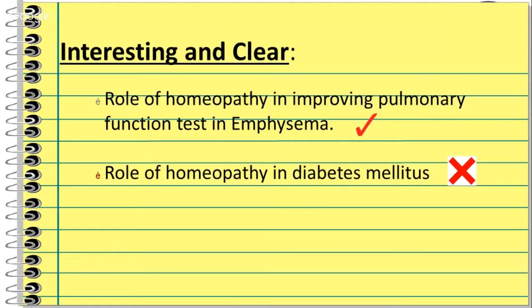It should be interesting and clear. For example, if I say the role of homeopathy in improving pulmonary function test in emphysema, yes, it is interesting, it is clear. But if I say role of homeopathy in diabetes mellitus, see, diabetes mellitus, obesity, PCOD are very vast topics. They cannot be covered in a nutshell in a shorter span of time. So we must have clarity on what aspect of that disease we are studying, because these are syndromes.